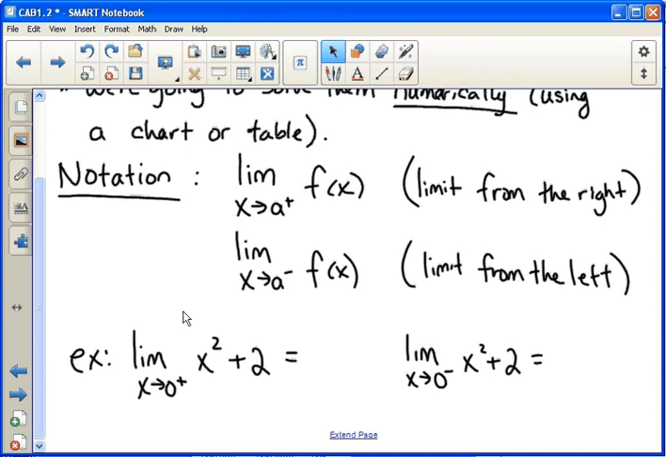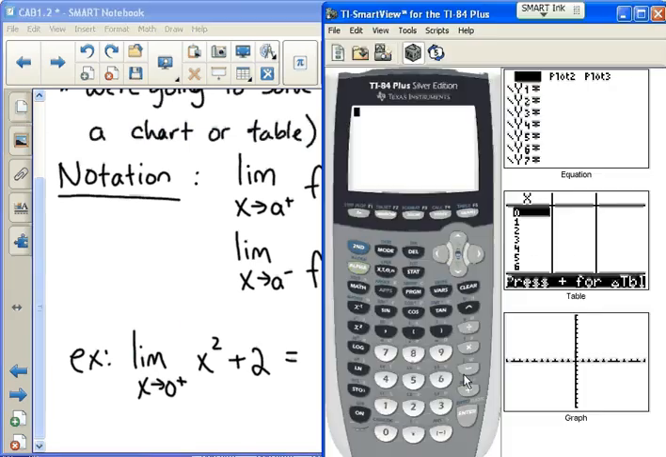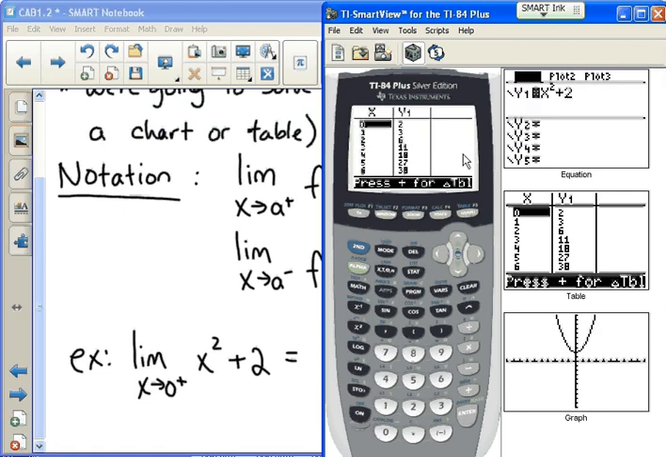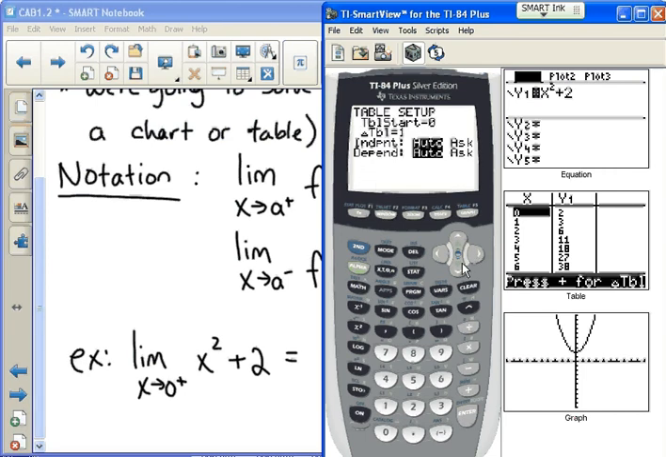So here we have x squared plus 2. If you go to your y equals, you can plug in x squared plus 2. Right now my table is set up so it just automatically gives me values. That's not what I want. I want to be able to put any value I want in there. So if you go to second, table setup, change the independent to ask and hit enter. Now when you go to your table, you can plug in whatever you want.